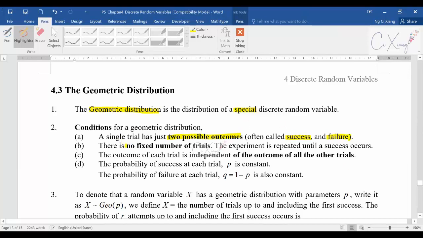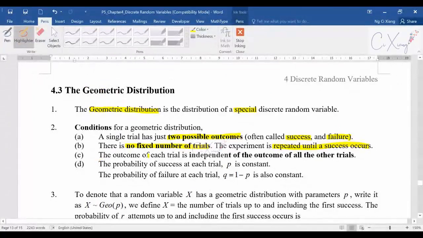And then, no fixed number of trials. This is different from the binomial distribution. For the binomial distribution, we have a fixed number of trials, that means you have the number n. But for the geometric distribution, there's no fixed number of trials, and the experiment is repeated until a success occurs. Generally, this is the keyword, the main idea for the geometric distribution. We are talking about the number of experiments until a success occurs. So usually you will see this kind of sentence, until something happens, until you get something. Usually that is the geometric distribution.